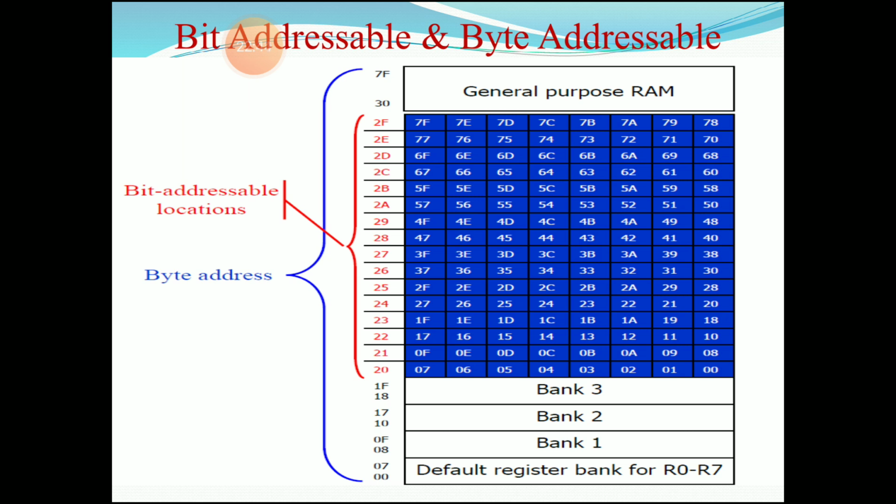Next one, 80 address locations are reserved for general purpose, that is 30 to 7FH, which can store the data in bytes.